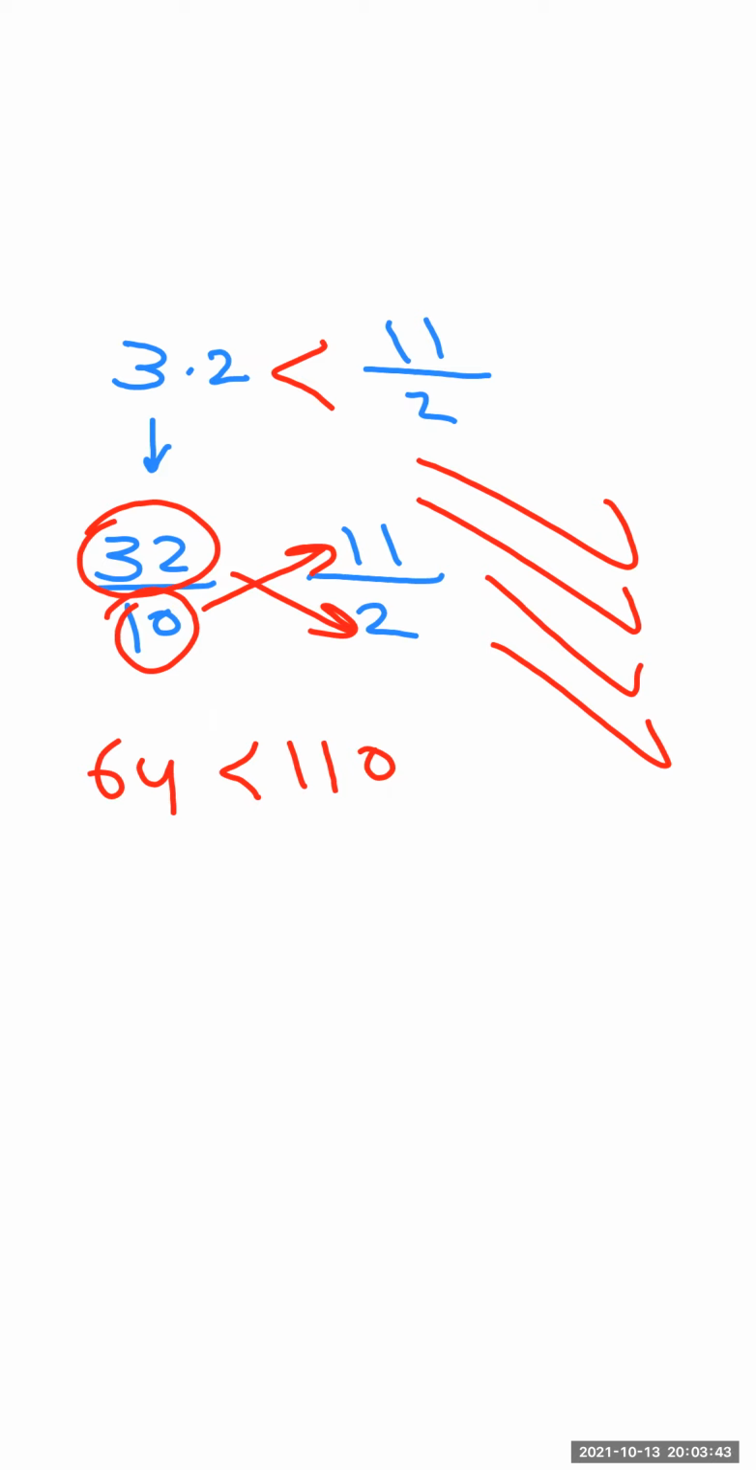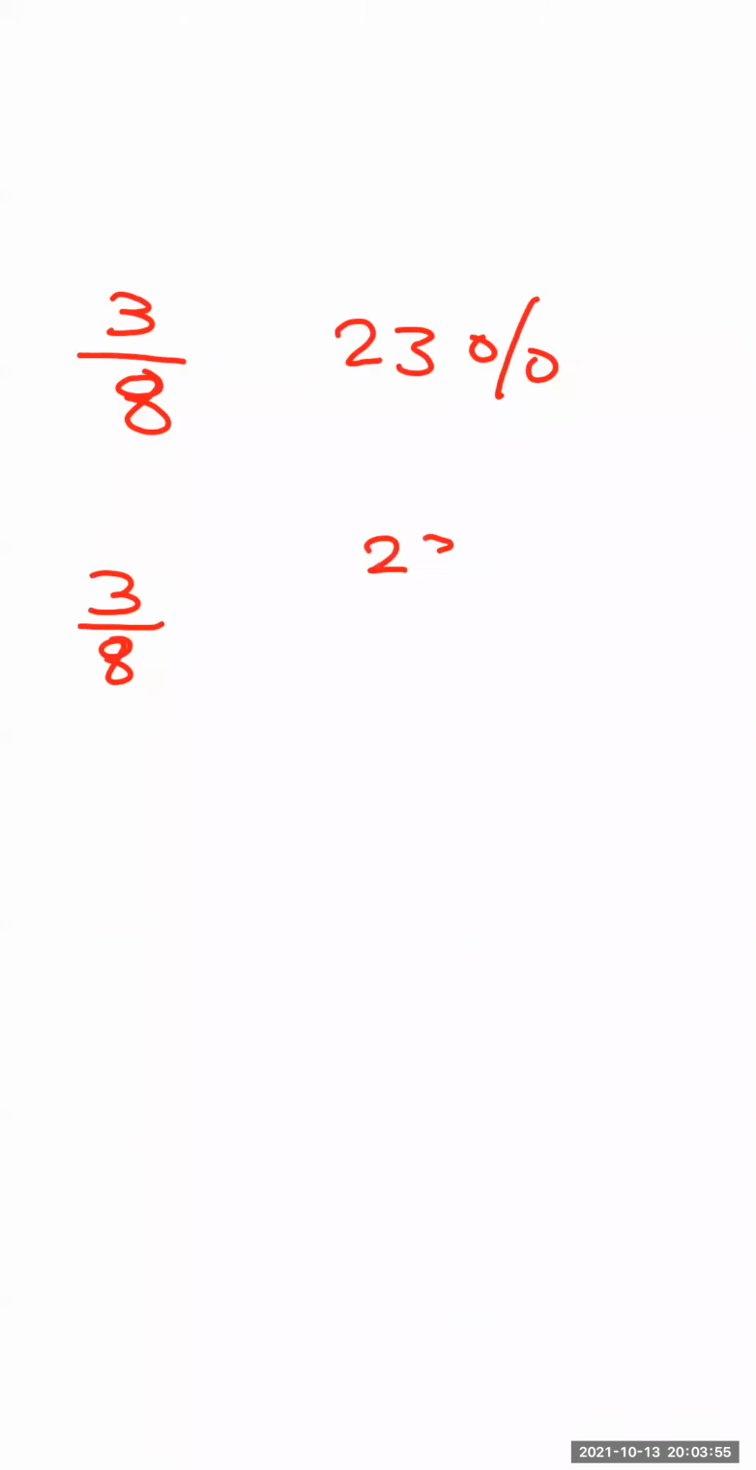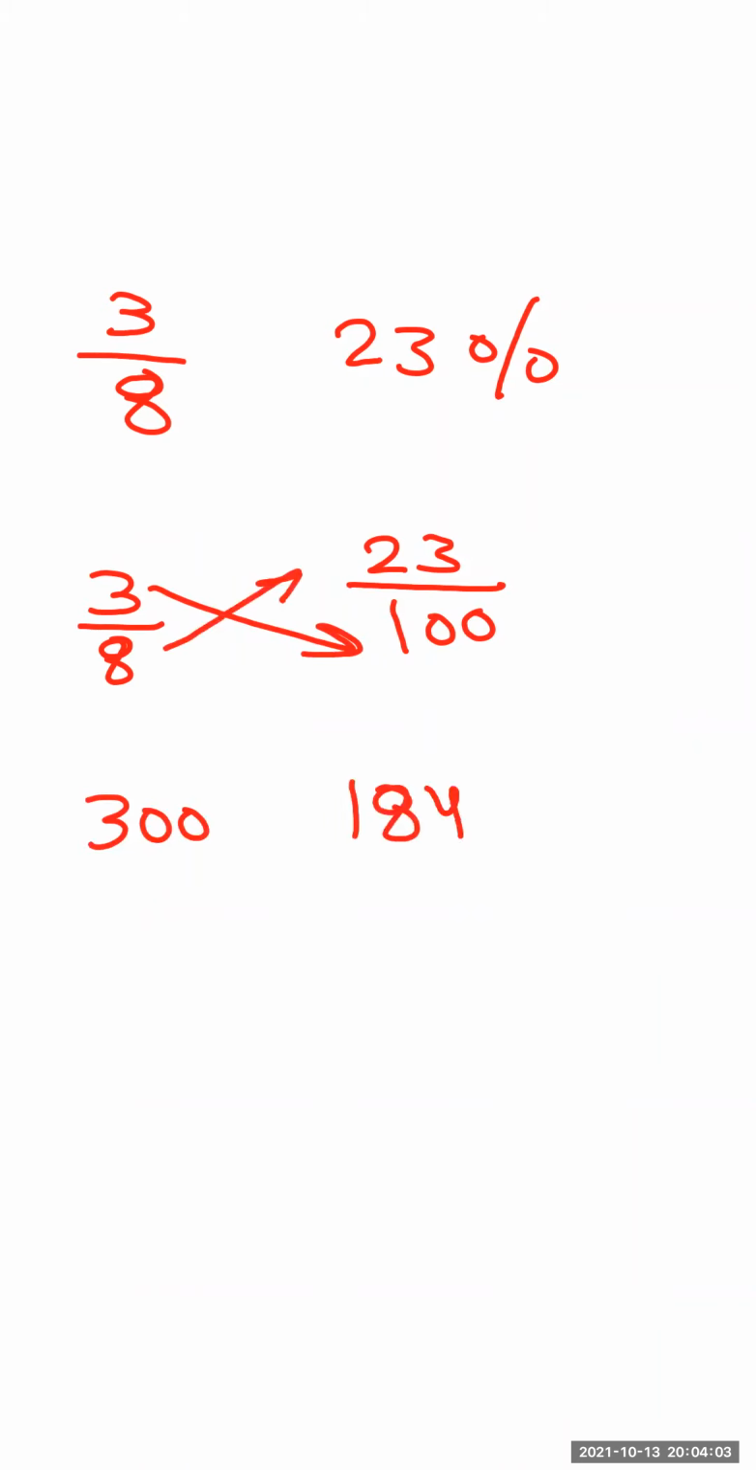Okay. If I'm comparing between two numbers like that, 3 over 8 and 23%, no problem. 3 over 8, easy, and 23% is 23 over 100. So now 300 and this one is 184, I guess, right? Okay, so which one is the greater? 300, of course. So 3 over 8 is the greater. That's it. Okay, guys? Any questions till now? No. Okay, great.